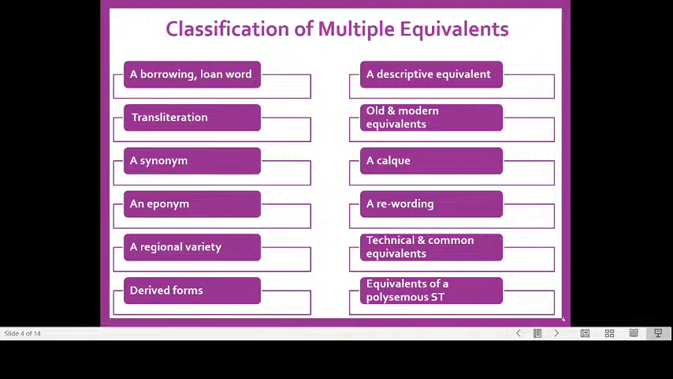another equivalent, can be a technical equivalent and a common equivalent. By this I mean a technical equivalent used by specialized people and the common equivalent used by ordinary people, and also equivalence to a polysemous source term.